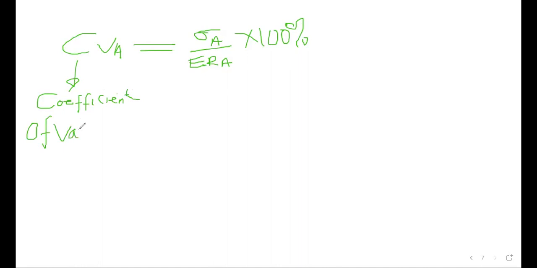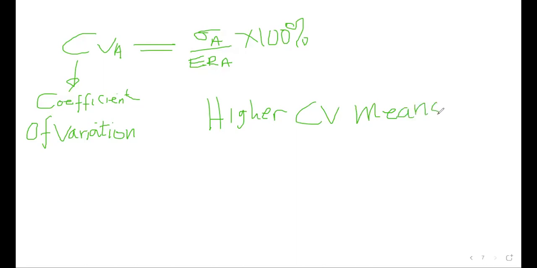So this one is the standard deviation over expected return. It measures risk: a higher CV means higher risk, the higher risk of a stock.